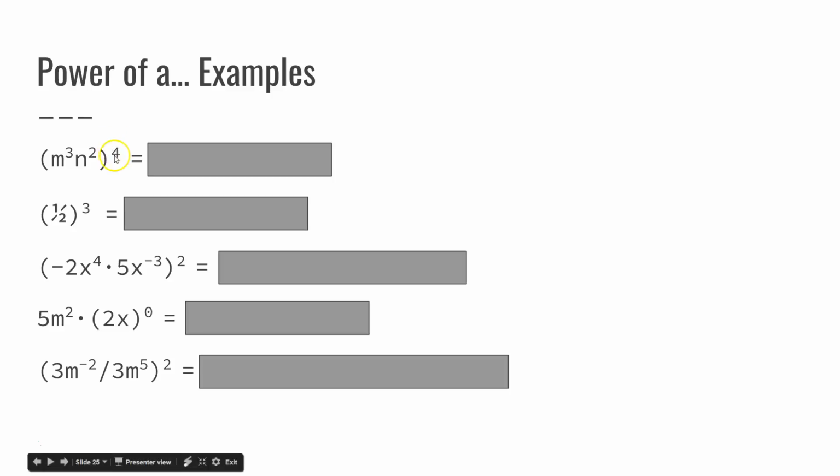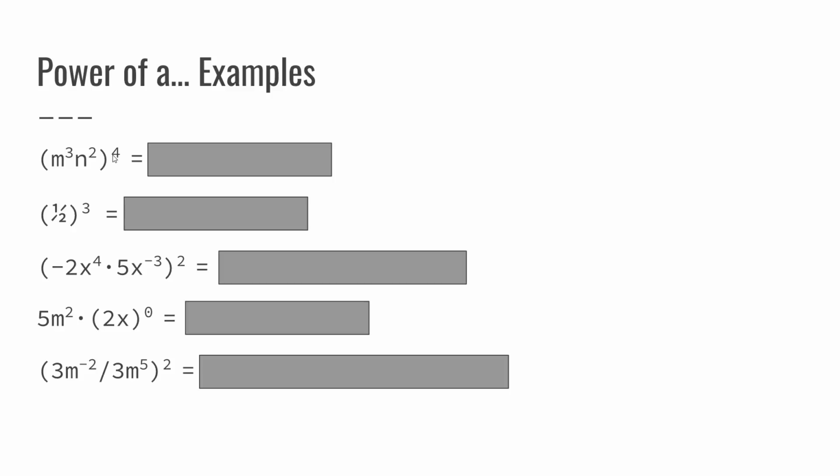Power of a product says take this number on the outside and go ahead and give it what's on the inside. This is really going to be m to the third to the fourth and n squared to the fourth. And then our power of a power rule says, all right, when you got two exponents kind of stacked on top of each other like that, go ahead and multiply them. Well, 3 times 4 is 12, and 2 times 4 is 8. So m to the 12th, n to the 8th.